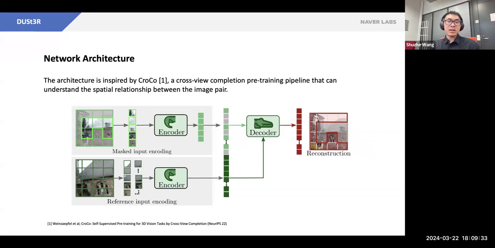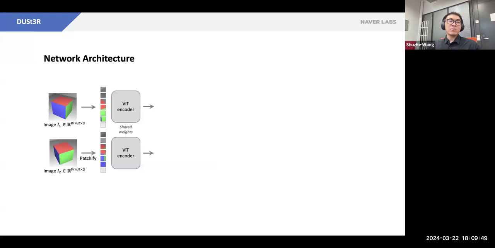In that case, the network will learn the spatial information between the two views and try to infer the transformation between the two views. So this is the idea of CroCo pre-training. Our network is initialized by CroCo pre-training.